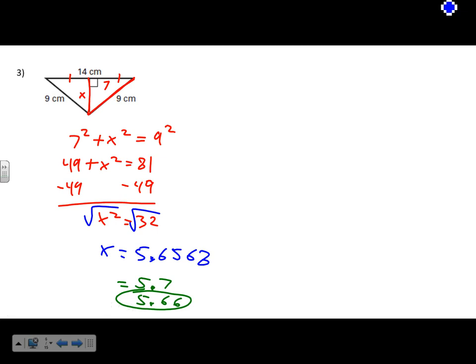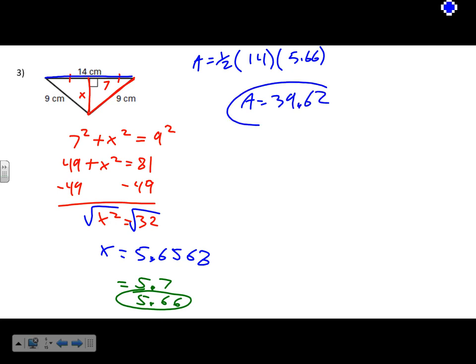So my area is 1/2. Now remember, the base is not 7. The base is the whole thing is 14. And the height we found was 5.66. Again, if you want to use 5.7, that's fine. And then just type that in your calculator. 0.5 times 14 times 5.66. Oh, keep hitting minus, sorry. 39.62. Should be centimeters squared, but again, I'm not going to worry too much about that or explain too much of why it's squared.